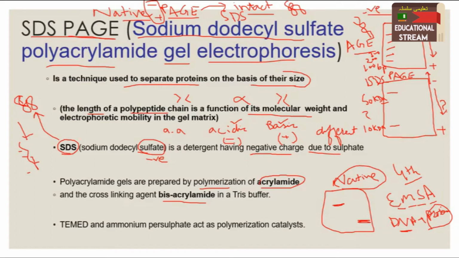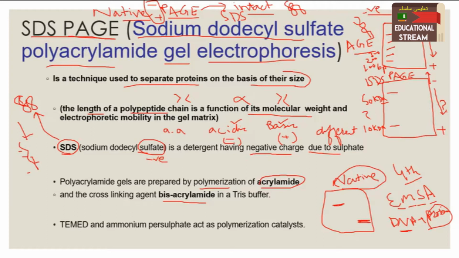So if you want to study the intact protein performing its intact function, for that purpose we run the native PAGE. But for the study of recombinant proteins in biotechnology, we mostly perform SDS-PAGE. For that purpose we treat our sample with SDS.